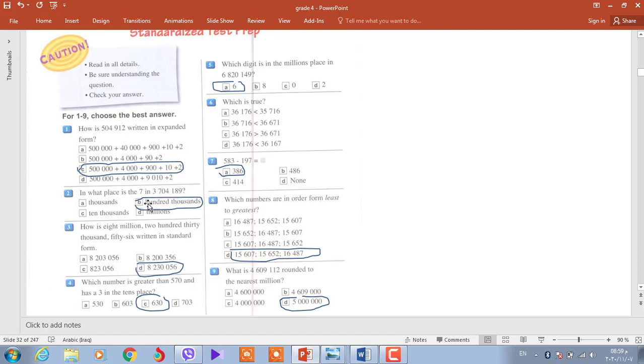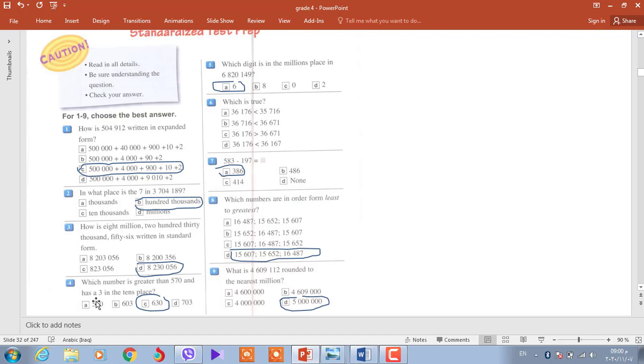In question 2, in what place is the 7 in 3,704,189? We have 100,000, dear student, because we have 7 in the hundred thousands place. In question 3, how is 8,230,056 written in standard form? We have 8,230,056. D is right.